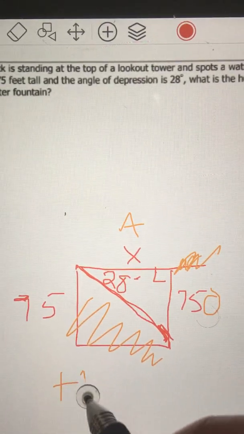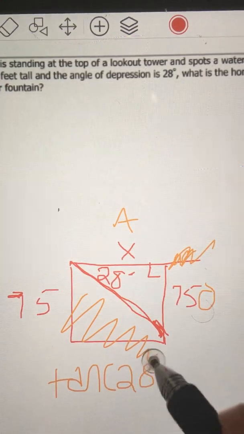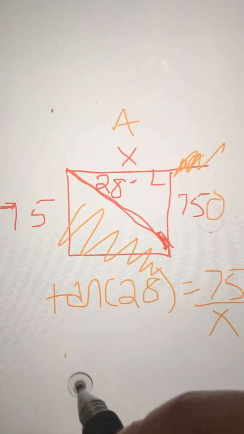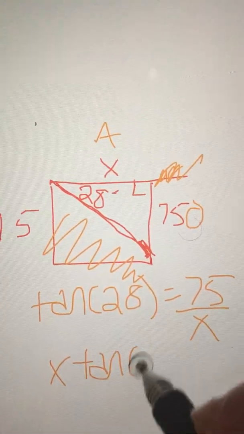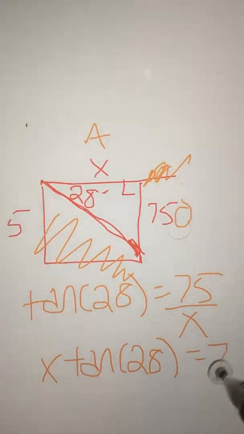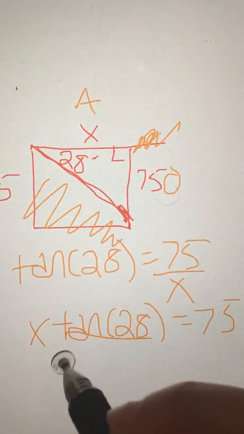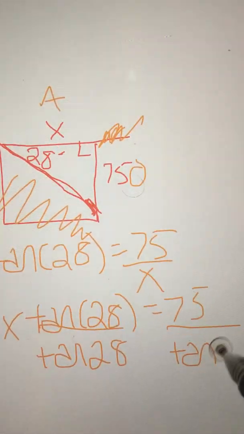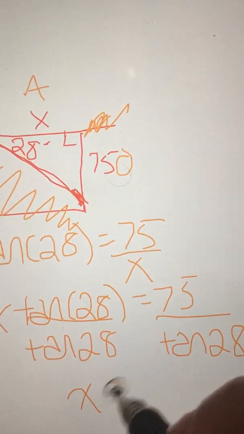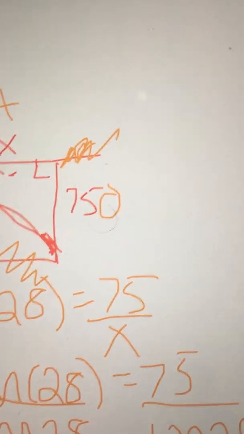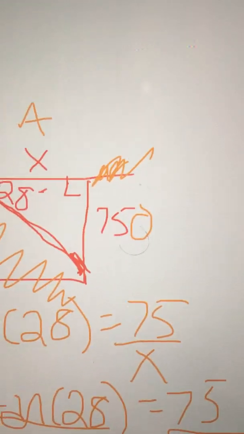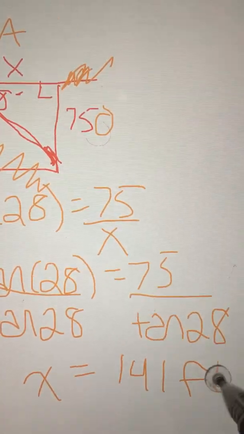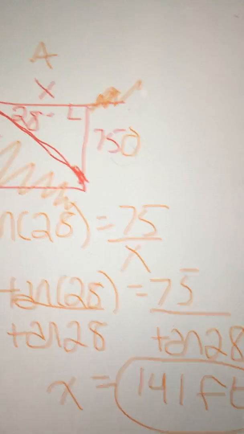So again, we have tangent of 28 equals 75 over x. So we'll have x tangent 28 equals 75, and then just divide by tangent of 28. So 75 divided by tangent 28 gives us 141 feet.